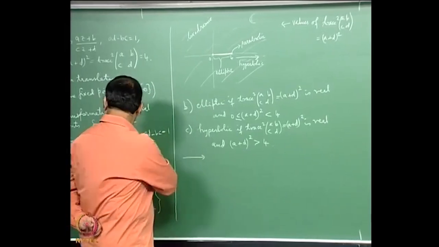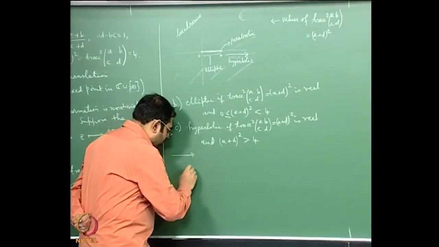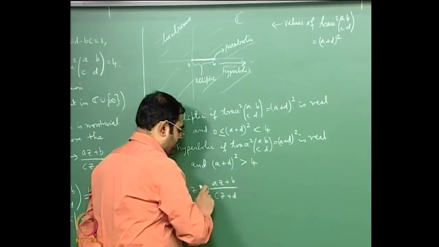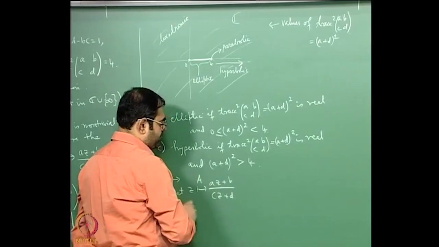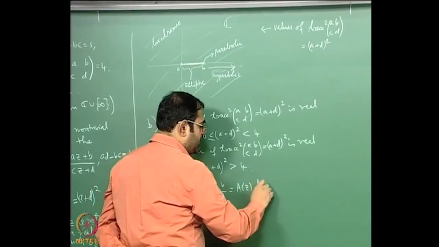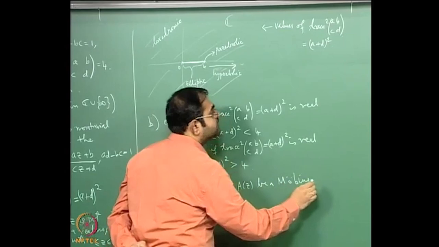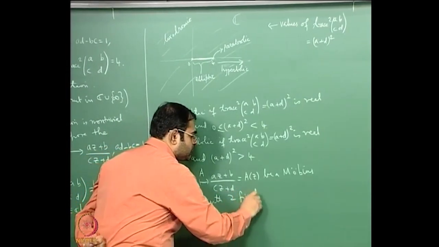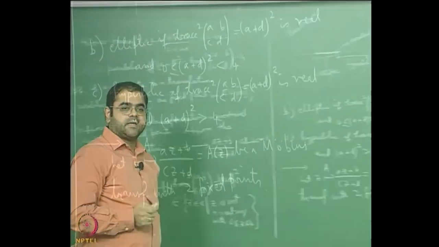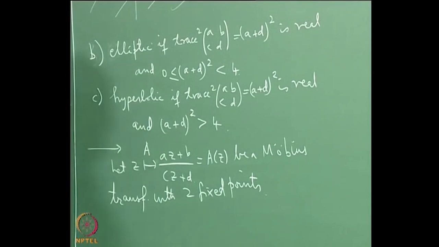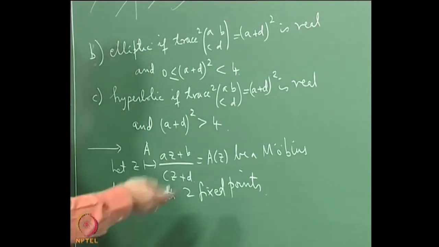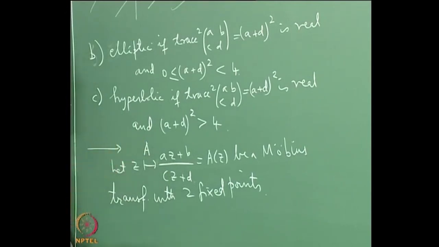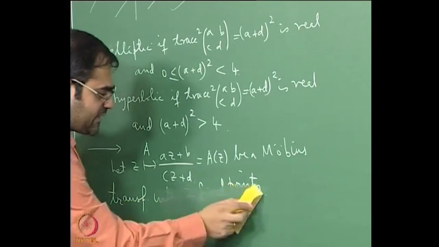So let me look at a Moebius transformation of this type. So let z going to (az plus b) by (cz plus d), let me call this A, okay. So this is A of z, a Moebius transformation with two fixed points, okay. Let us take a Moebius transformation with two fixed points. Or let me even begin by taking... if you assume that this is not the identity transformation, it will have at least one fixed point. So let me first take that case, okay.